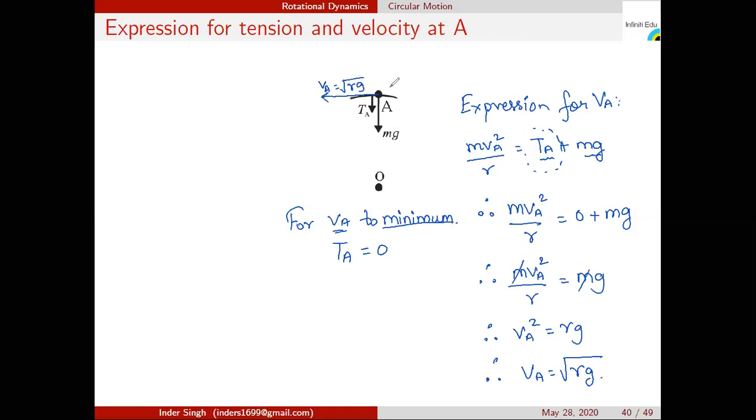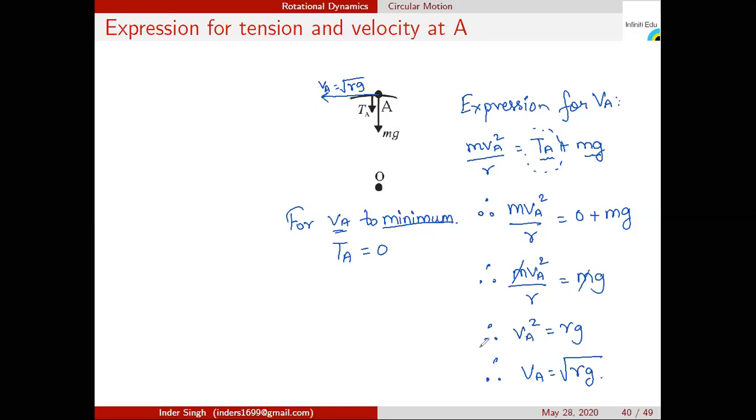This minimum velocity must be at least this much. If it is more, well and good, but at least this much velocity is needed to move the particle from position A to position B. To reach the bottom position, the velocity at the top position must be this much. It depends on R and the value of g.